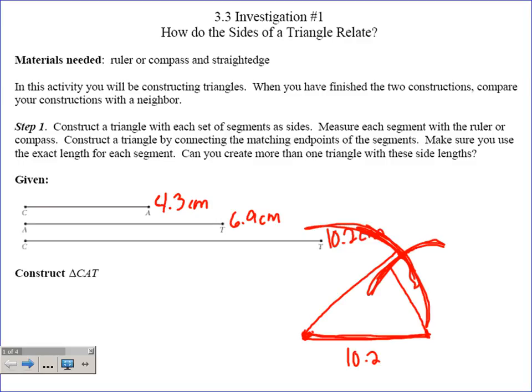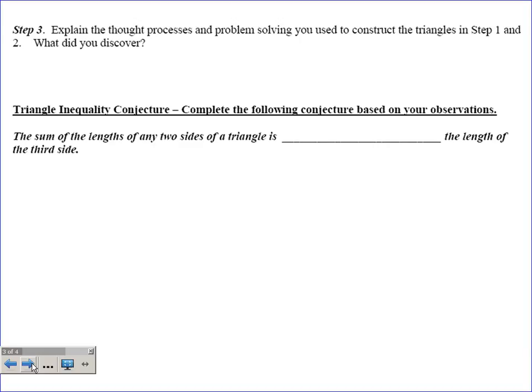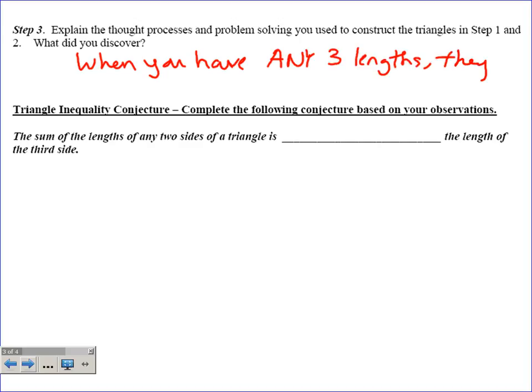So there's one reason it's really nice to have a 3-in-1 versus just having a ruler for this, is because you're able to do those things. So in case that comes up at another point. Okay, explain the process. That's the process that I did. What did you discover? Probably what you discovered is that, when you have any three lengths, they don't necessarily make a triangle.